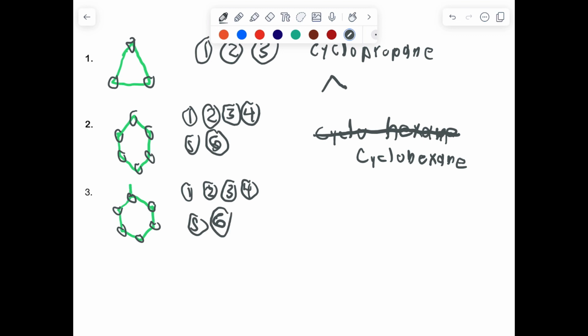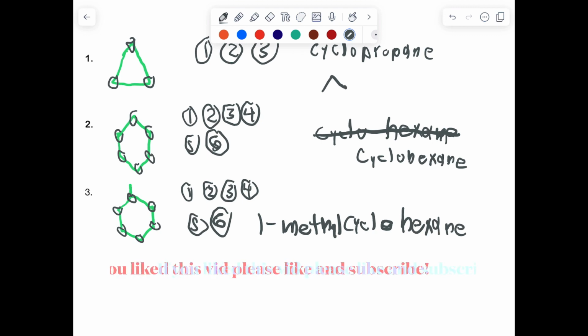Hexane, cyclohexane. But how are we going to write the fact that there's a 1 methyl in there? One methyl cyclohexane. We put that functional group before the rest of the main chain.